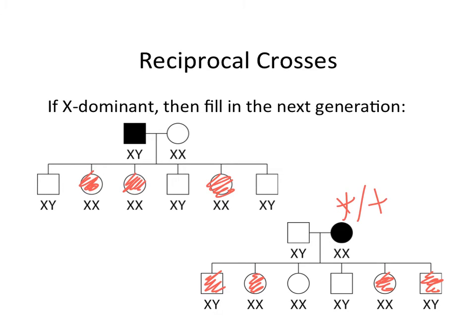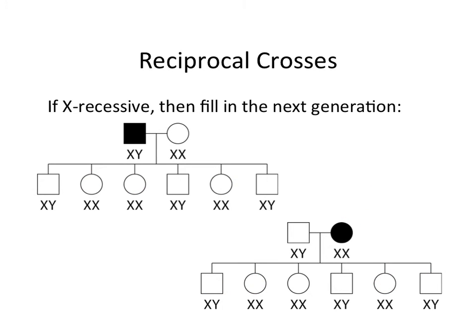Those are the critical points. Hopefully at some point when you review this, you'll write out a table. These are the rules for X-dominant, X-recessive. Because if we look at X-recessive traits, there's a totally different set of patterns.